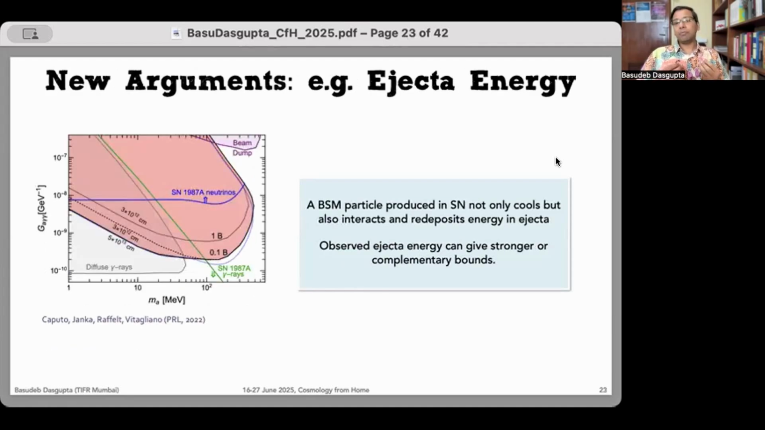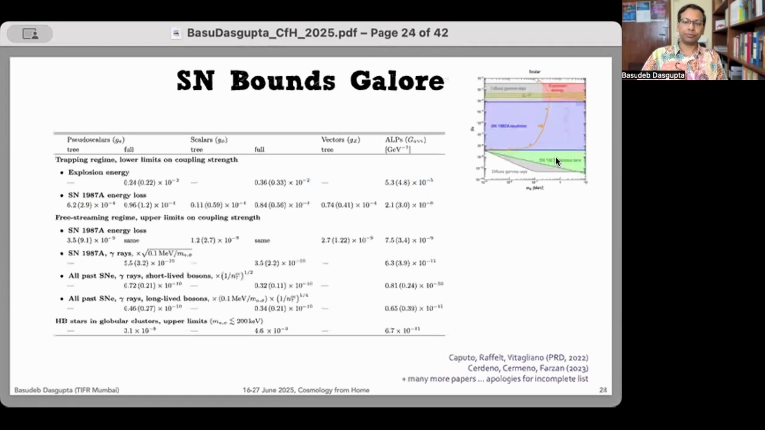Similarly, if there's a beyond standard model particle that is produced in the supernova, and it interacts in some way with the stellar material, it can redeposit energy into the ejecta, and it can actually make the ejecta more energetic than it would have been in the standard case. The fact that this did not happen for supernova 87A again gives you interesting bounds. So by now you must be getting a sense that there is a whole industry of looking at different kinds of bounds that come from supernova explosions and observations of neutrinos from such supernova emissions. I point you to these references.